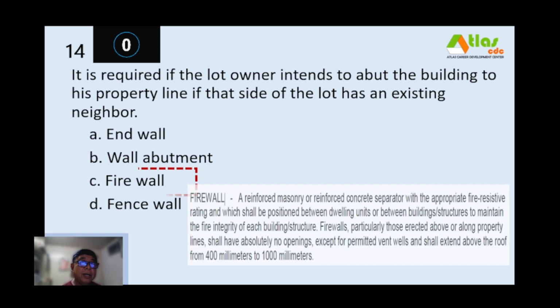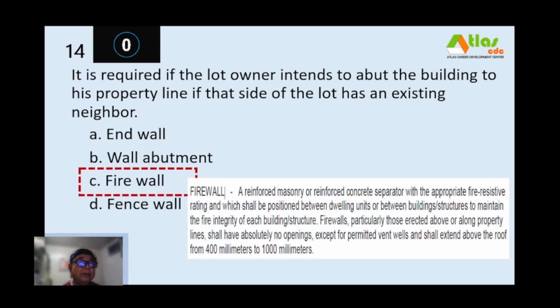And our correct answer is letter C, firewall. So as defined in the NBCP, a firewall is a reinforced masonry or reinforced concrete separator with the appropriate fire resistive rating, which shall be positioned between dwelling units or between building structures to maintain the fire integrity of each building or structure. Firewalls, particularly those erected above or along property lines, shall have absolutely no openings, except for permitted vent wells, and shall extend above the roof from 400 millimeters to 1000 millimeters.